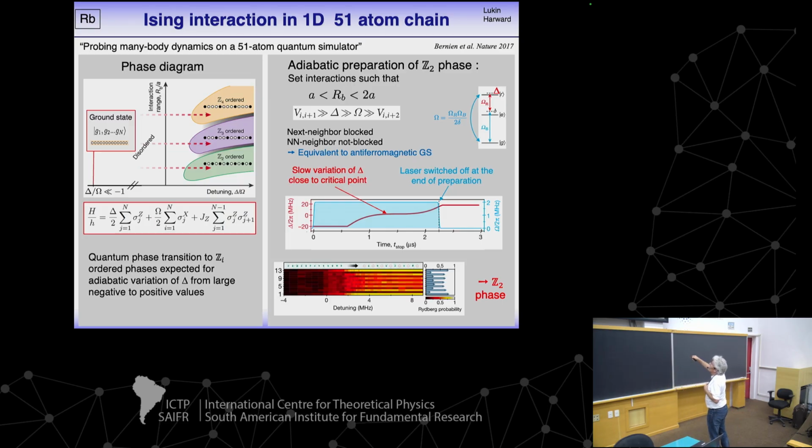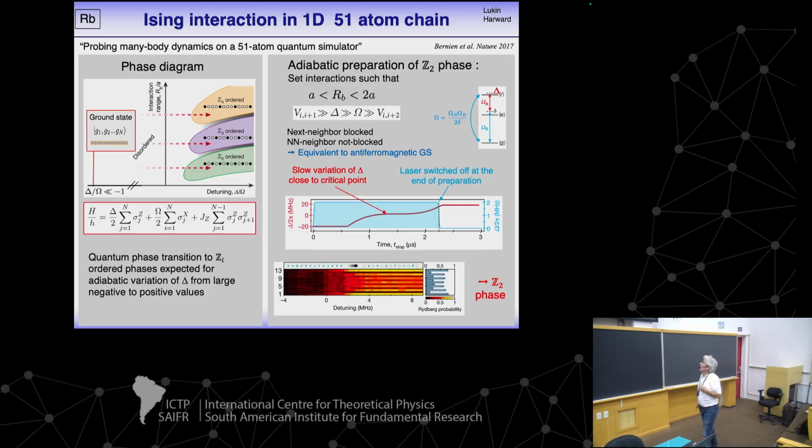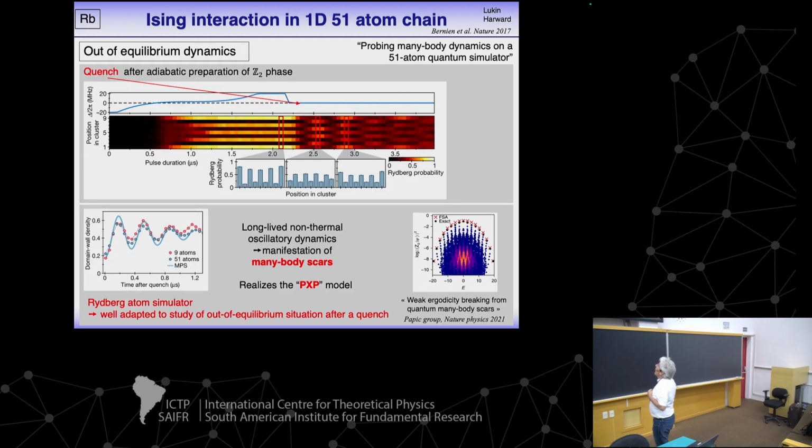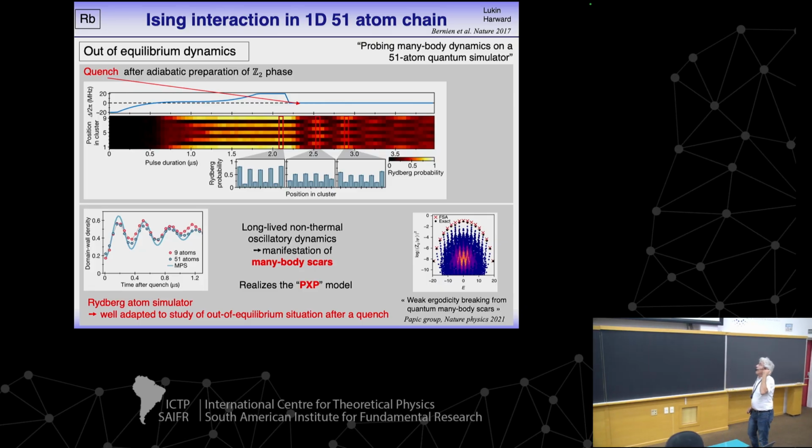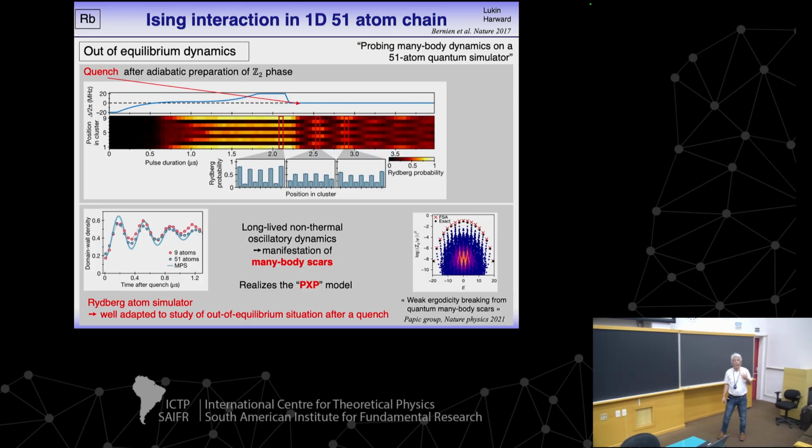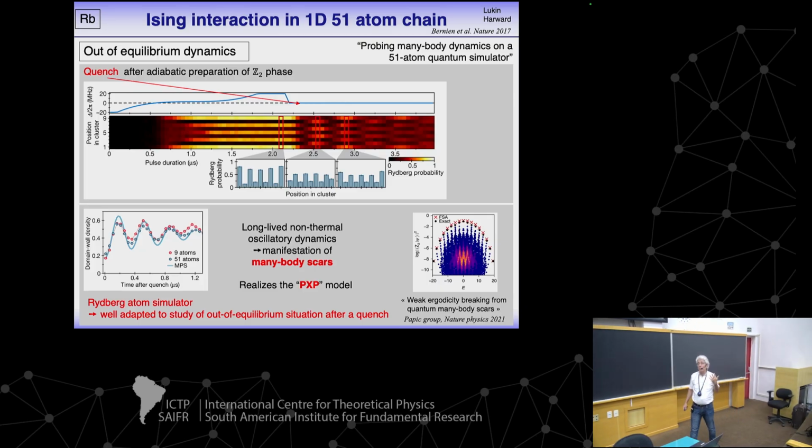And if you make a cut of this data with the vertical lines, you see the population of the various levels. So it's not a perfect Z2 state, but it's a pretty good approximation. Then a very nice thing is that once they prepared this, they discovered an unexpected, interesting many-body phenomenon.